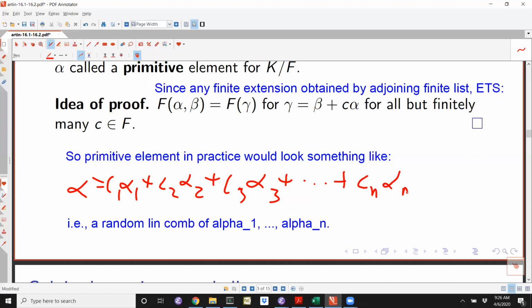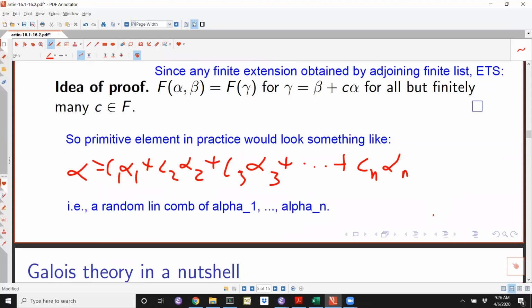But the fact that you have to take a kind of random linear combination of elements makes this much more unpleasant computationally, whereas we'll see that for Galois theory, you actually want to just look at them one at a time. That's actually more helpful. Oh well. Anyway, that's what the primitive element looks like in practice. Okay.